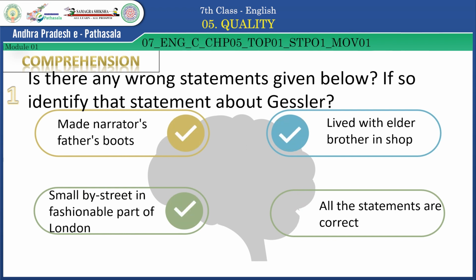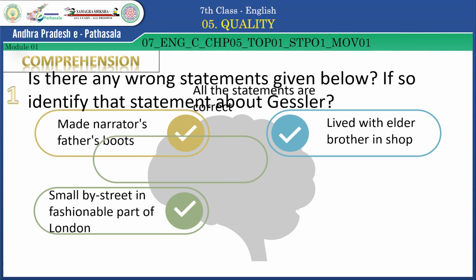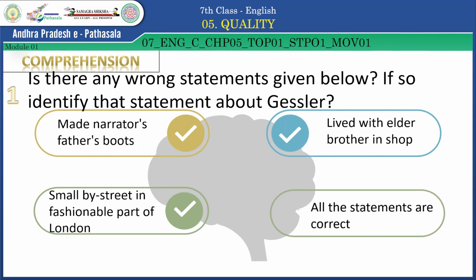Very nice. Your answer is correct. Is there any wrong statement given? No, no wrong statement is there. All are correct. Mr. Jessler made narrator's father's boots, lived with elder brother in shop, lived in a small by street in fashionable part of London. All these statements are correct. So option 4 is the correct one. Now let us go to question number 2.